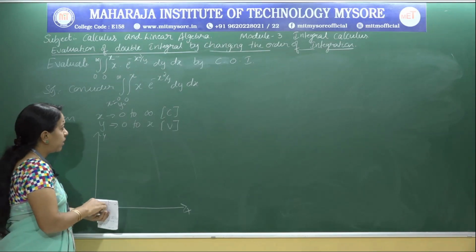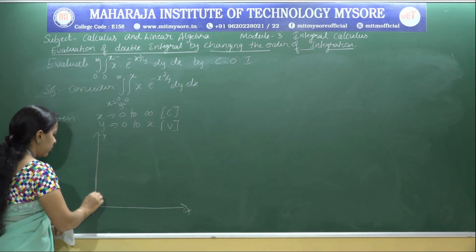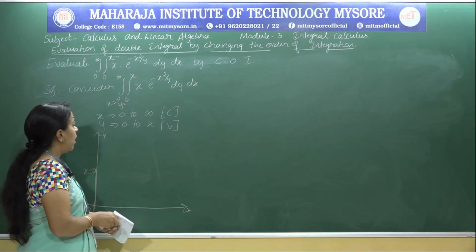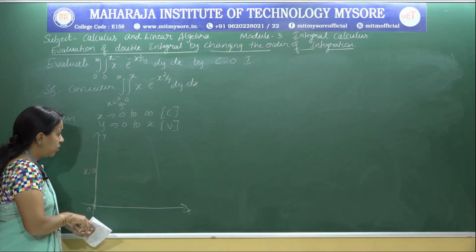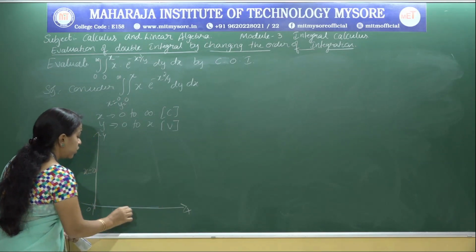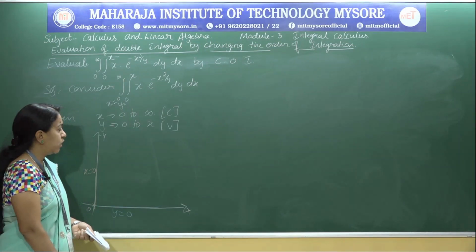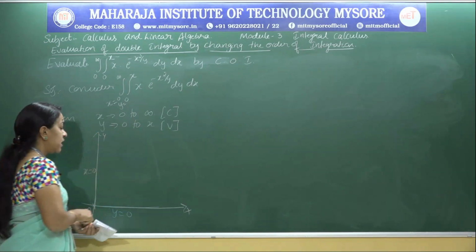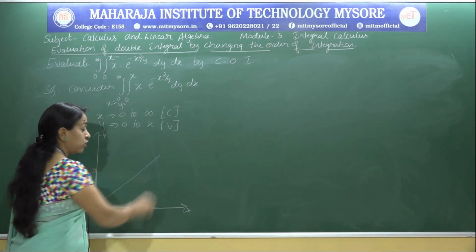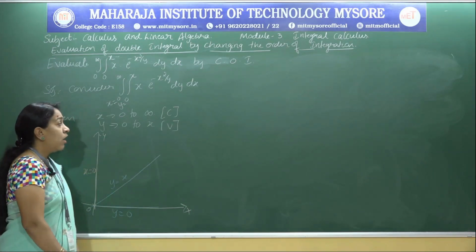So, let me represent one by one. We have x equal to 0, we know that x equal to 0 is the y axis because on the y axis x is 0. And y equal to 0, I will write y equal to 0 first, that is the equation of the x axis because on the x axis we know y equal to 0. And y equal to x is the equation of a straight line passing through the origin.